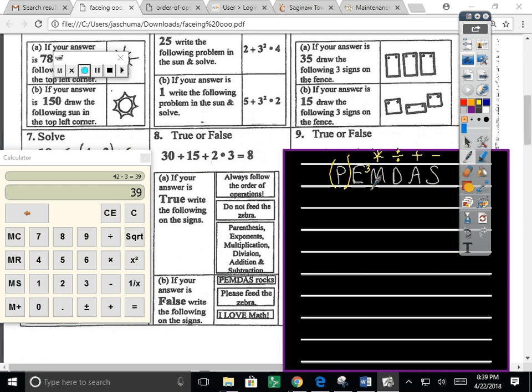Now please don't forget the lunchroom buddies. Multiplication and division are buddies. They go in order from left to right, no problem. And so are addition and subtraction.